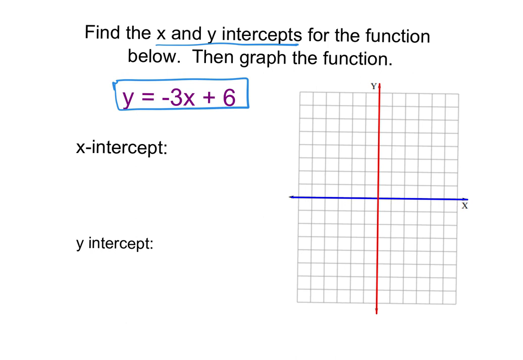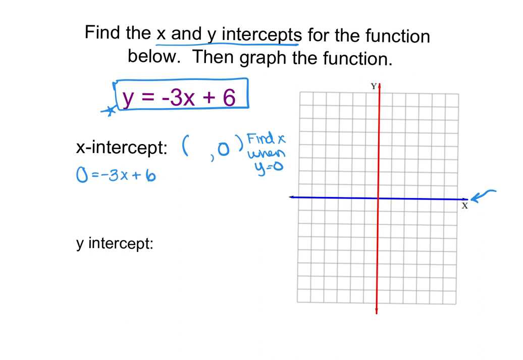So the first thing I need to find is my x-intercept point. Remember, my x-intercept occurs when I cross the x-axis, and all of those coordinates along the x-axis contain a y value of 0. So my goal is to find x when my y value is equal to 0. So we're going to take this equation right here, and replace y with 0. So we have 0 is equal to negative 3x plus 6.